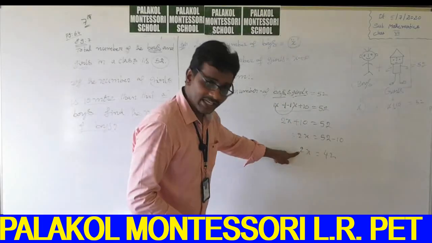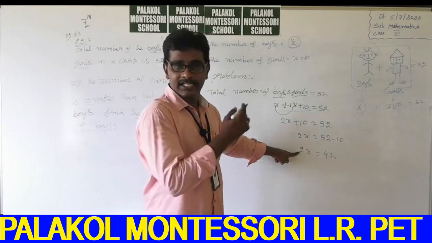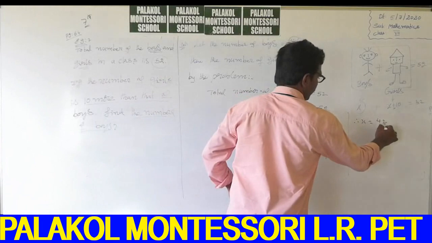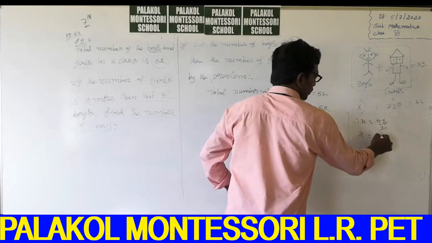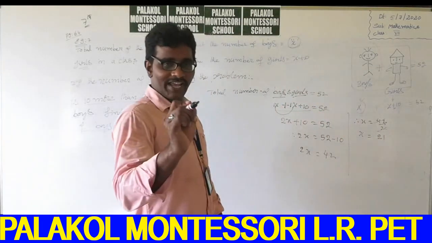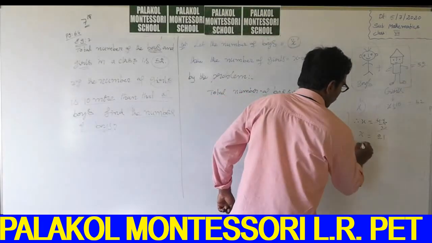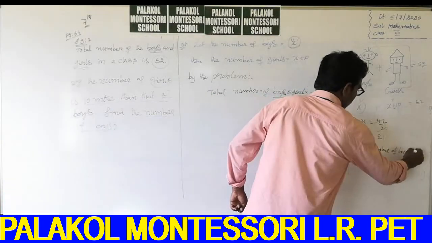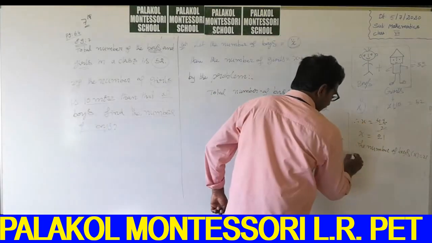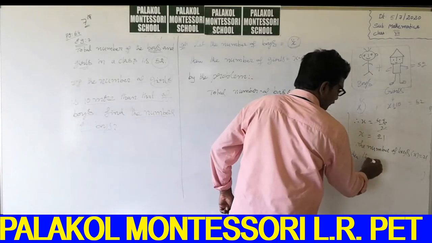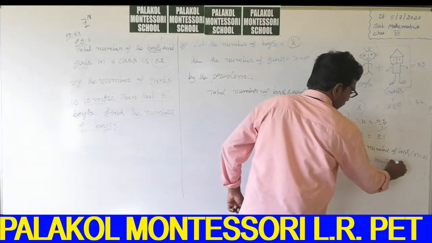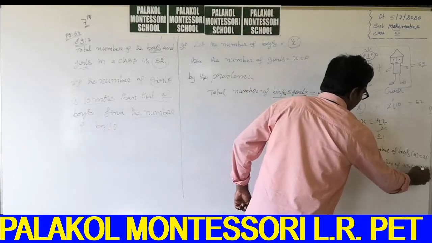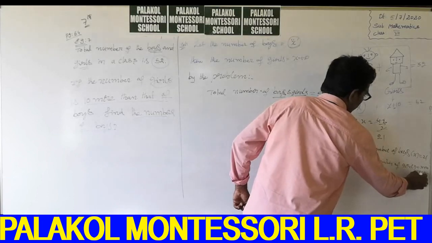What about the 2 here? It is multiplication. Send it to that side as division. Therefore x is equal to 42 by 2. x is equal to 21. What is the meaning of x? The number of boys. Therefore the number of boys, x, is equal to 21. Then the number of girls, x plus 10, is 21 plus 10, which is equal to 31.